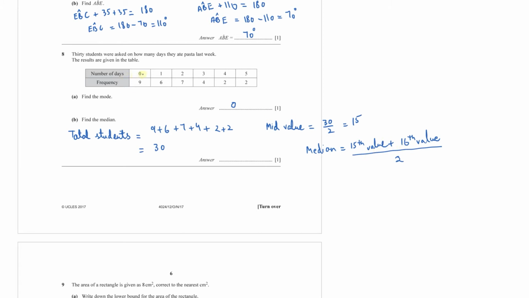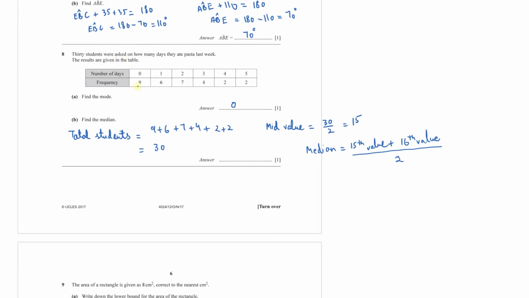If you look at the table here, the values are already sorted from smallest to largest. So 0 here is the smallest value and the largest value is 5. So you do not need to rearrange these values because they're already arranged in ascending order from smallest to largest.